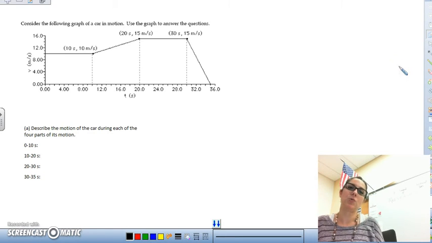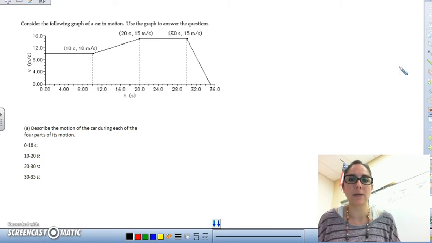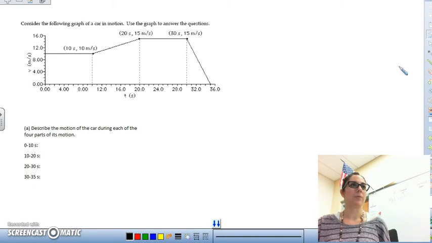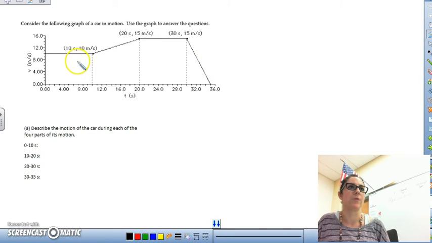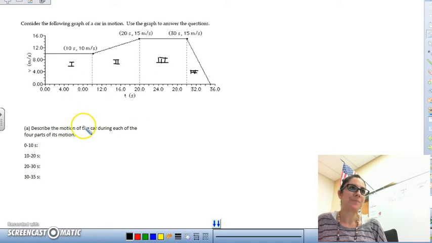I'm going to see if I can do all the parts of this problem in one video. I may have to break it down, but let's see where we go. So here we are. We have a graph, and the question is asking to describe motion during each of these intervals. Just for the sake of understanding this, you can see that I'm breaking it down into the 4 parts, just like that for now.